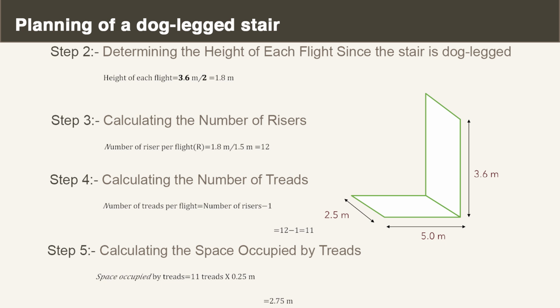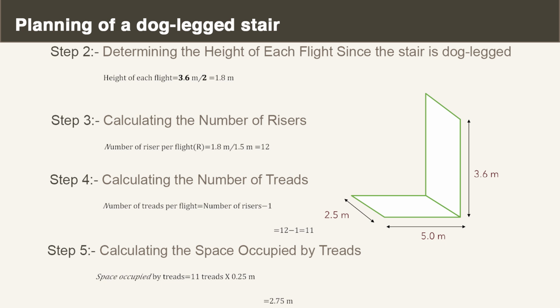Next comes step 2, that is determining the height of each flight. Since given the question it is dog-legged, it will have 2 flights of stairs with a landing in between. Therefore, the total height of 3.6 meter will be divided equally between the 2 flights. Hence, height of each flight is 3.6 meter by 2 is 1.8 meters.